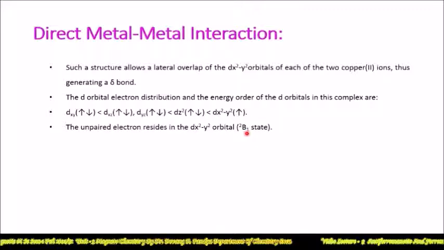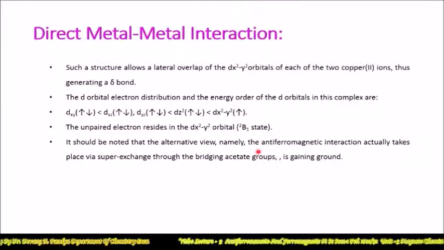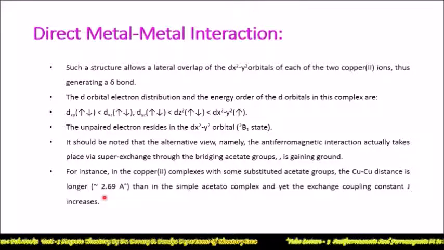It should be noted that the alternative view, namely that the antiferromagnetic interaction actually takes place via superexchange through the bridging acetate groups, which we have seen in the figure before, is gaining ground. For instance, in copper(II) complexes with some substituted acetate groups, the copper-copper distance is larger, 2.69 angstrom, than in the simple acetate complex, and yet the exchange coupling constant J increases.